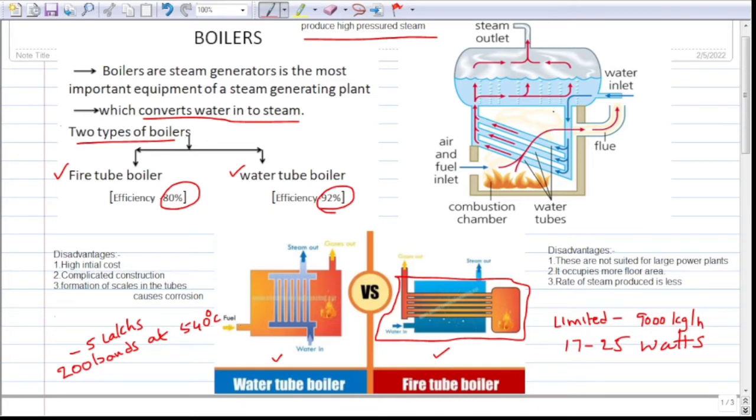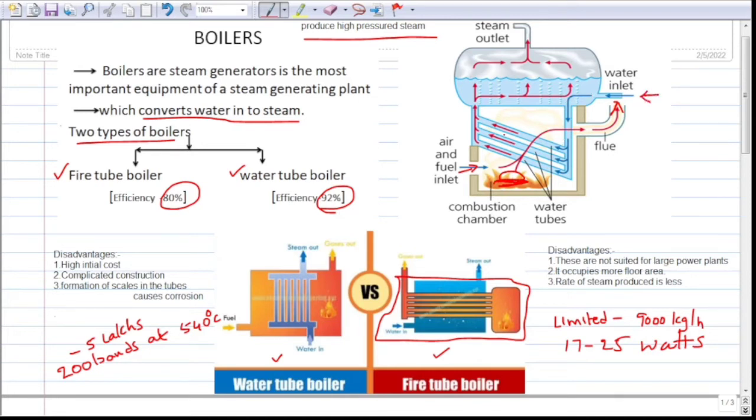Observe clearly this particular diagram. This one is the air and fuel in. The flue gases pass in this path. Observe clearly in this path. This is the combustion chamber. These are the water tubes. This point is the water inlet.